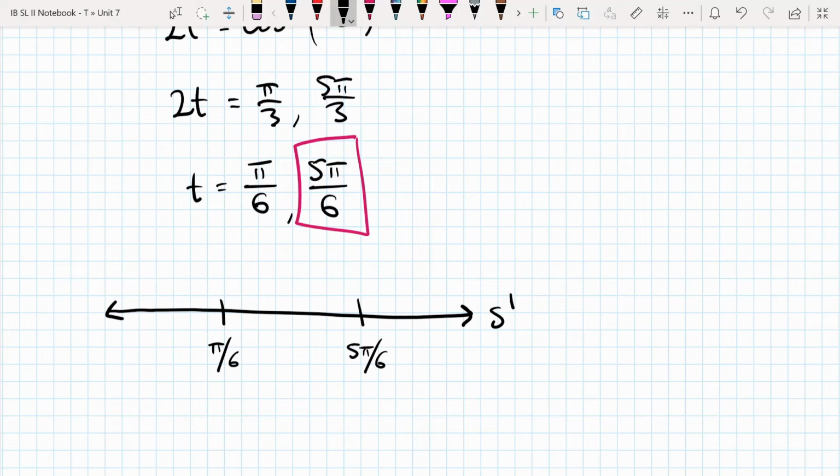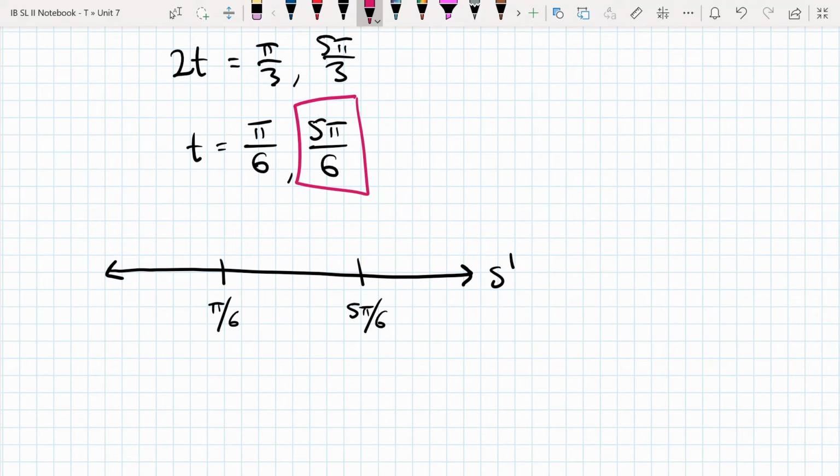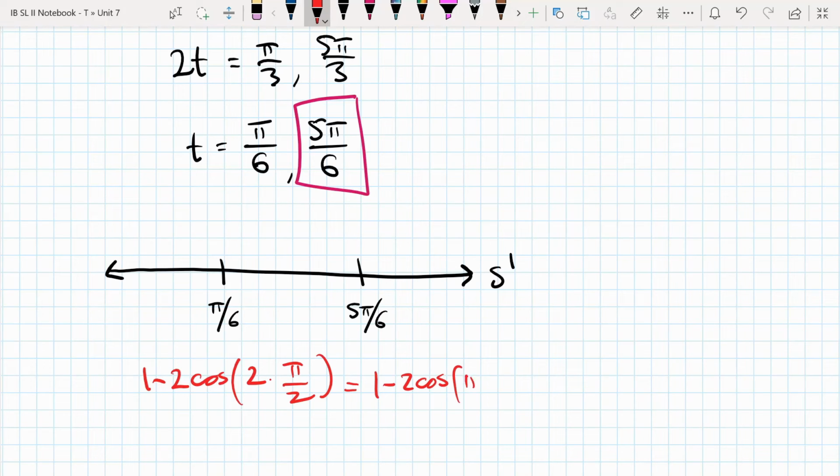So all we need to do is pick a value between pi over 6 and 5 pi over 6, plug it into the derivative, and determine whether you get a positive value or a negative value. So let's pick pi over 2 and plug that into the first derivative. So 1 minus 2 cosine of 2 times pi over 2. Well, that's 1 minus 2 cosine of pi.